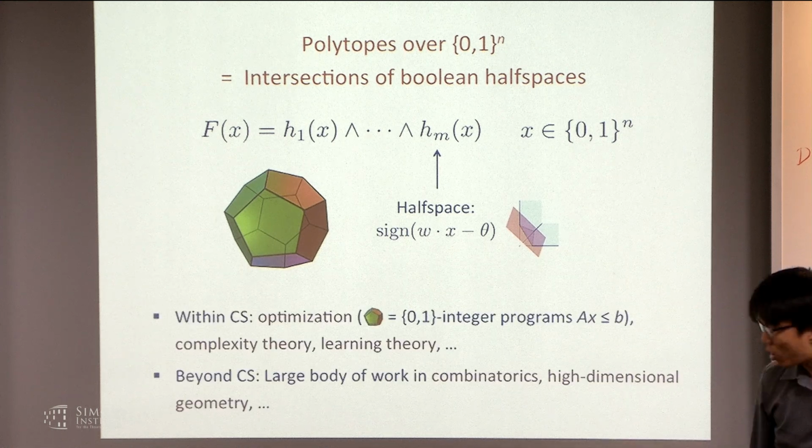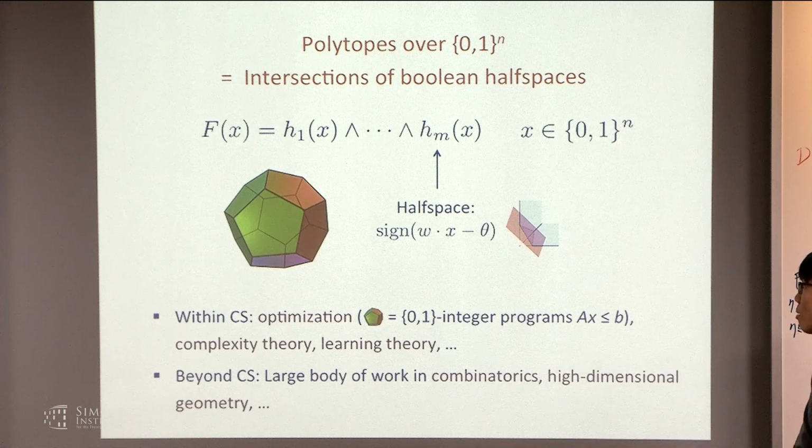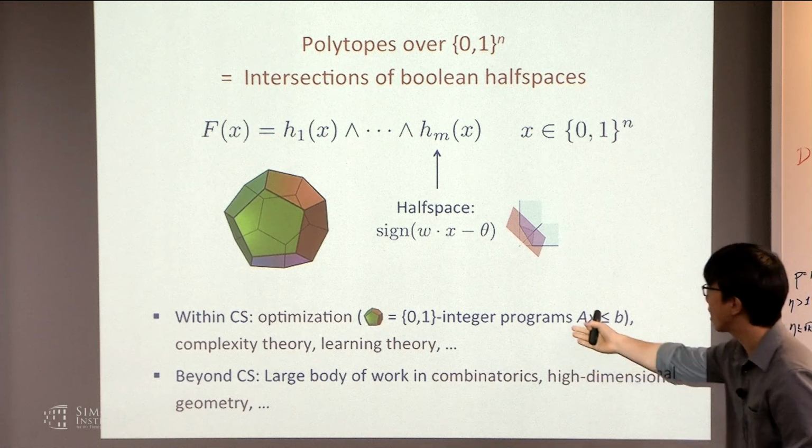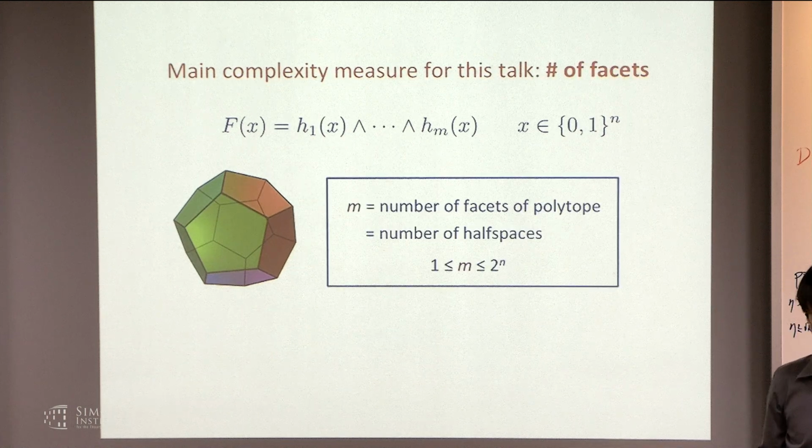These objects come up all the time within computer science. They show up all the time in optimization. The number of half spaces, the number of facets, corresponds exactly to the number of constraints in a 0-1 integer program. They show up in complexity theory and learning theory. And as we know, they've been studied beyond computer science, in combinatorics, in high-dimensional geometry, and so on and so forth. So in this talk, we'll keep things very simple.